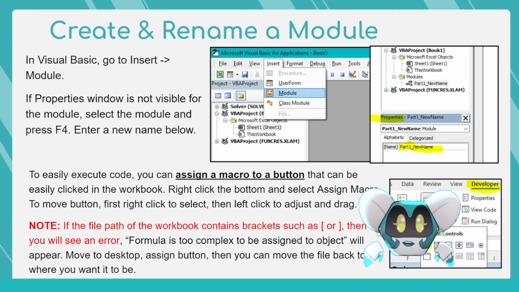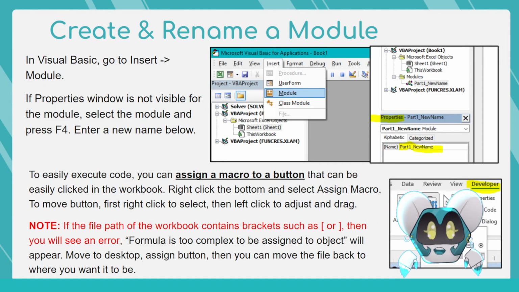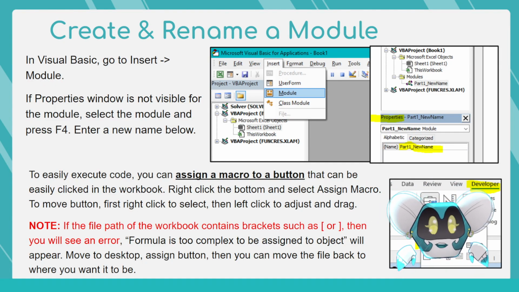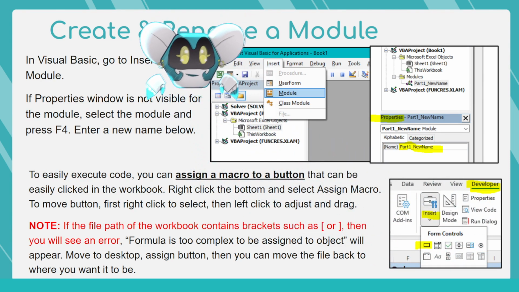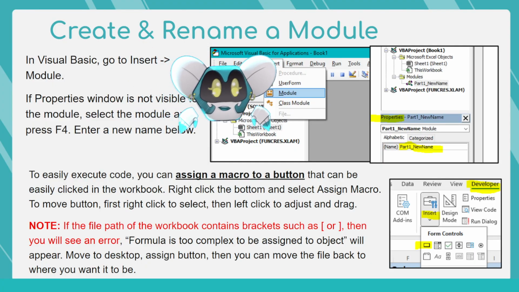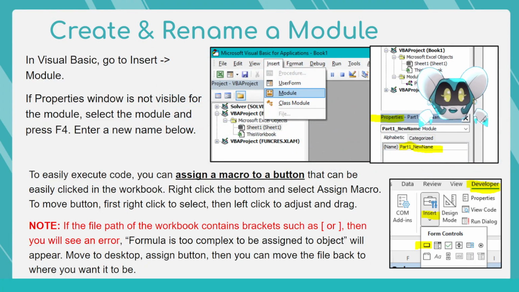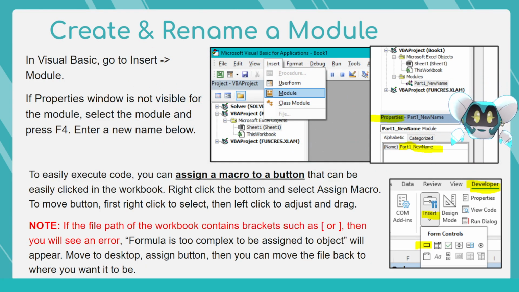The location where your coding is made is within modules within Visual Basic. So to create a new module, open Visual Basic and go to Insert, click on Module. You can rename modules by going to the Properties section underneath them and rename there. If you don't see the Properties section, then press F4 and F4 will bring up the properties.